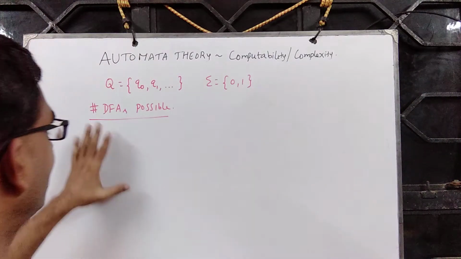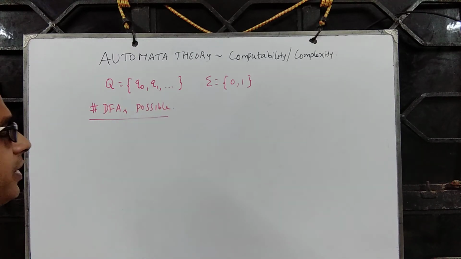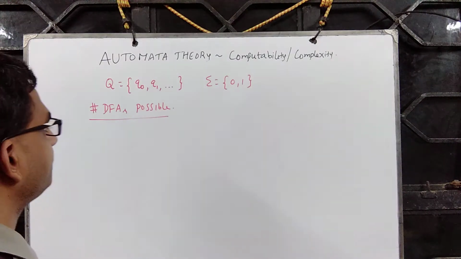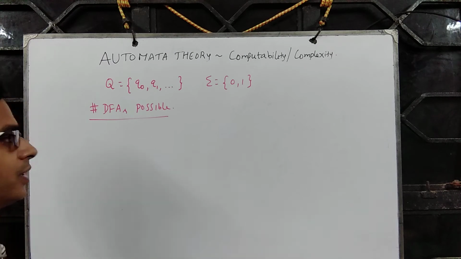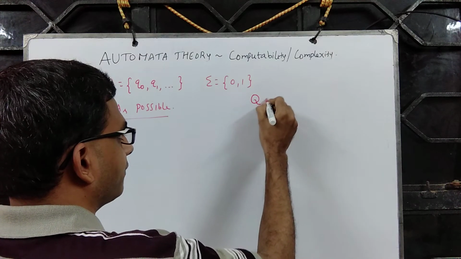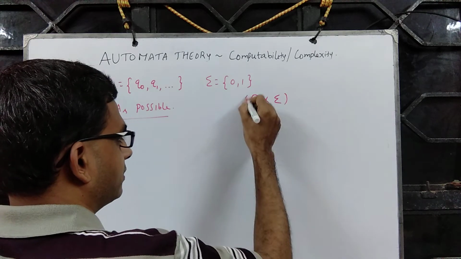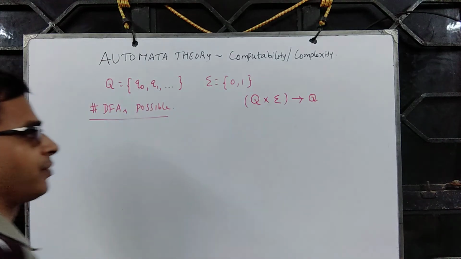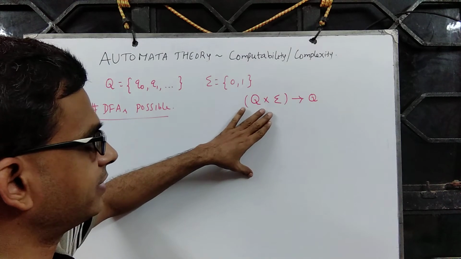Consider this counting question. Given a set of states Q0, Q1 and so on, and an input alphabet say containing 0, 1, how many different DFAs are possible? When we construct a deterministic finite automaton, if you look at the underlying transition function, it is from Q cross sigma to Q.